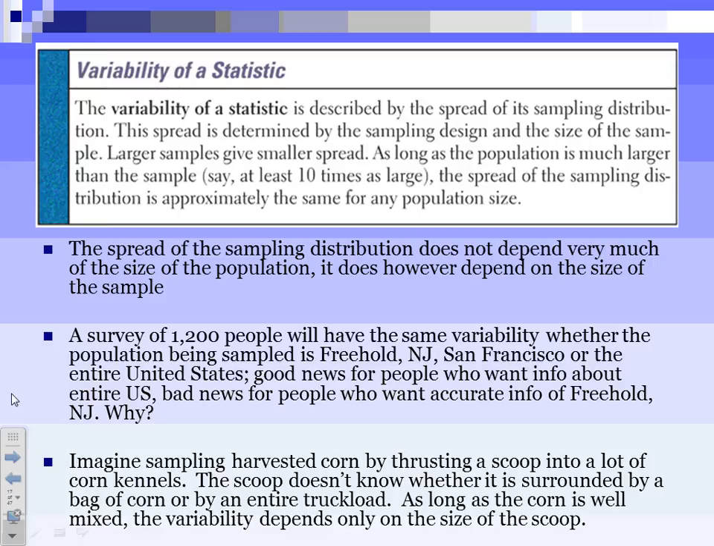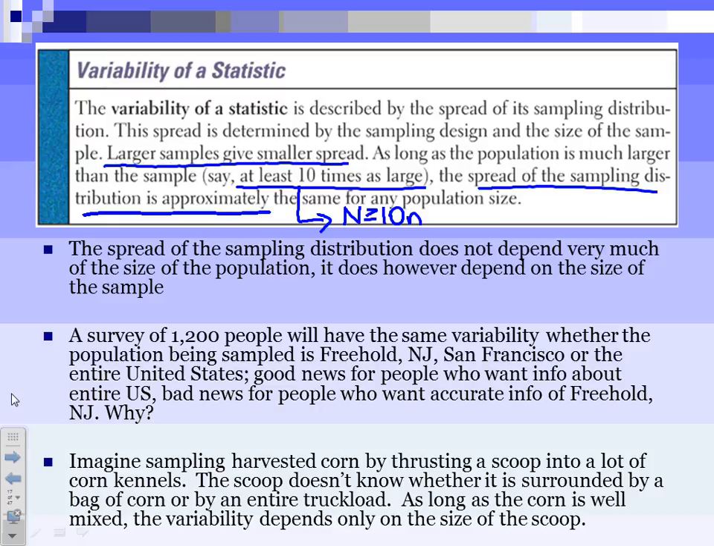Larger samples give smaller spread. That's pretty much a duh statement, common sense. And as long as the population is much larger than the sample, say at least 10 times as large, the spread of the sampling distribution is approximately the same for any population size. Does that sound familiar again? It should. Basically what that is saying is, if the population, which we use a capital N for, is at least 10 times the sample size, little n, then the spread of the sampling distribution is approximately the same for any population size.